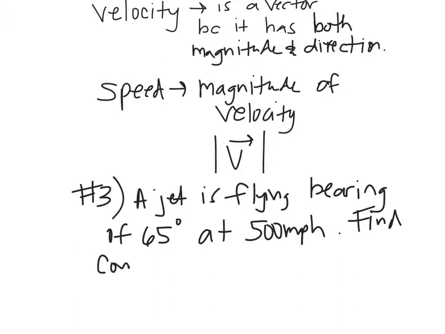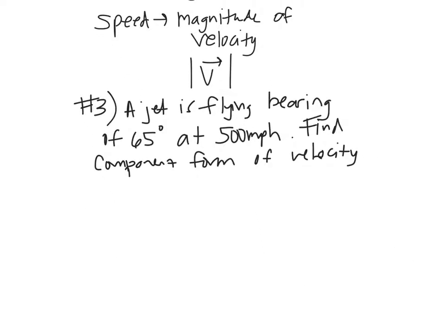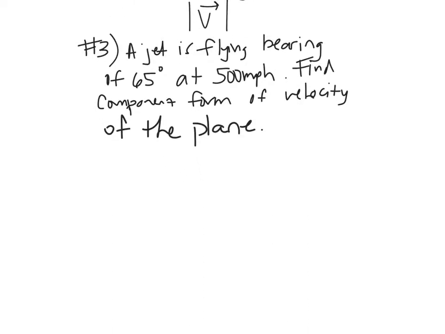Find the component form of the velocity of the plane. All right, I'll let you catch up. A jet is flying at a bearing of 65 degrees at 500 miles per hour. Find the component form of the velocity of the plane. Now, think about bearing. What happened? It starts at the top. Yes, it does. Good, I'm glad you remembered that. Bearing, 65 degrees is not a directional angle. Bearing always starts from the north. Remember that? We did that in chapter 4. I know it's been a month or two since we've seen this. But bearing comes from this direction here.